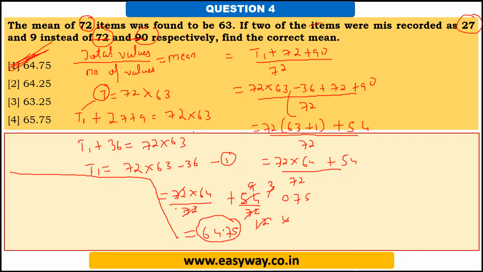So what we have to take, we have to take the addition of these numbers, that is 72 plus 90, and we have to subtract the wrong values, that is minus 27 and minus 9.